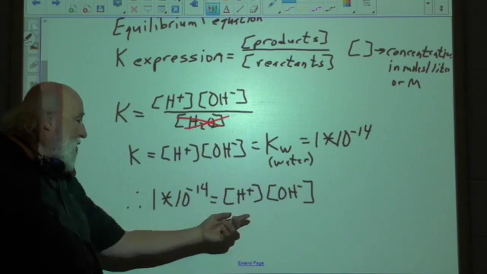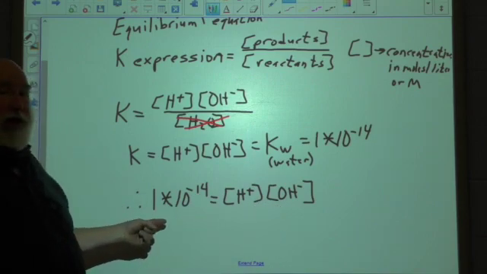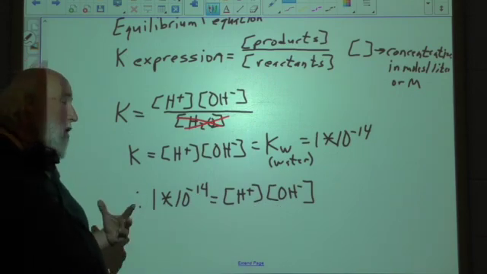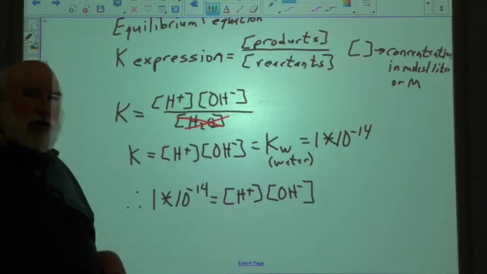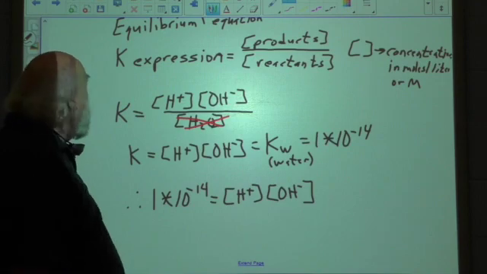And so this is the equation that we're going to be using a lot of in this section and any other sections dealing with pHs and concentration. I think we got one more after this.